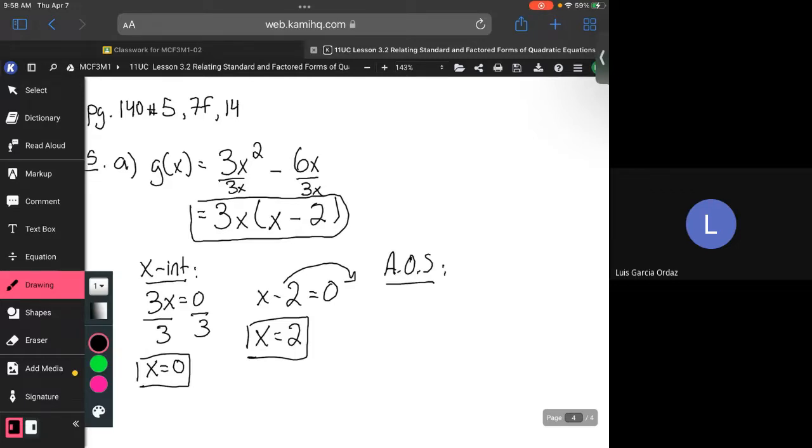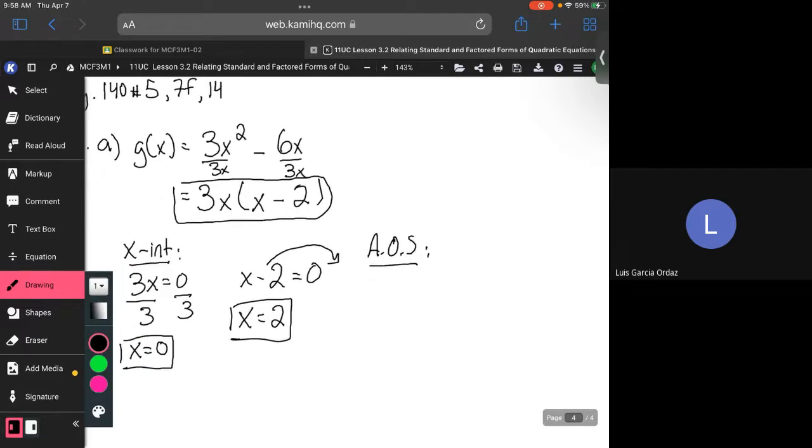What do I have to do with my x-intercepts? Oh, you add them together and then divide by 2. Yeah. So I add them together and divide by 2. So my first x-intercept is 0 plus my second x-intercept, which is 2, and I divide that by 2. So 0 plus 2 is just 2 divided by 2. So what's my axis of symmetry? 2 divided by 2? 1.